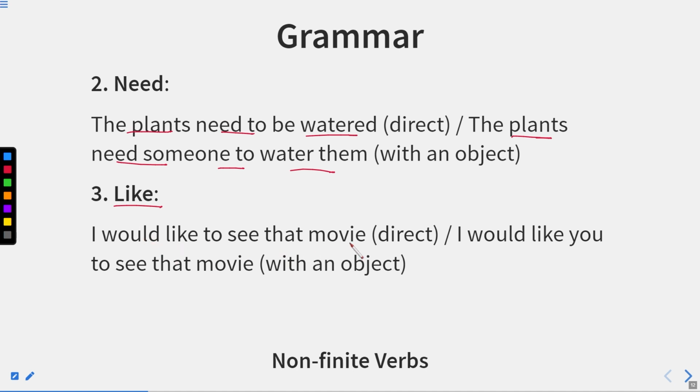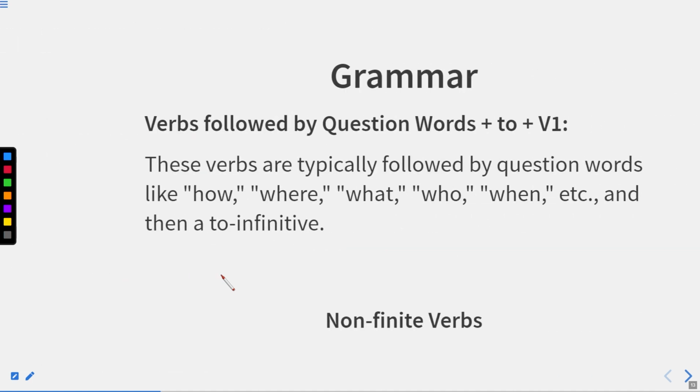In another sentence, I would like to see that movie. It means this is my desire that I want to see that movie. I would like to see it, or I would prefer to see that. So this is direct. This is showing the preference of mine. I would like you to see that movie. It means here in the second sentence, I don't want to see the movie. In fact, I want you to see that movie because this movie is good. I'm advising you to see that movie. So there is a slight difference between these types of sentences. I hope you understood the point. Now let us move to the next one.